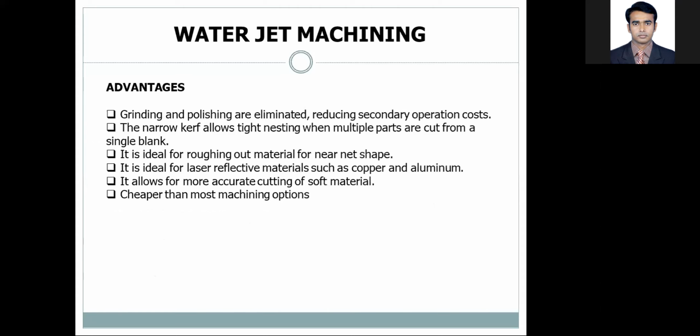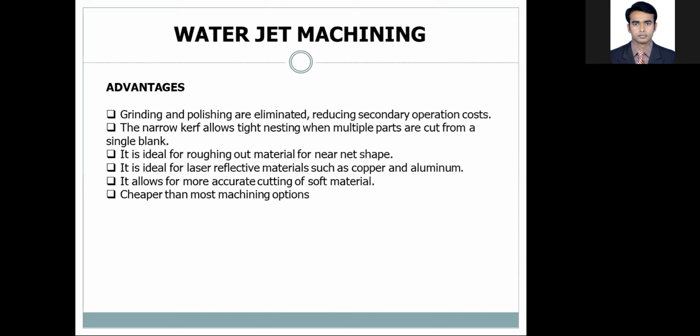And it is ideal for laser reflective materials, copper and aluminum. Can you explain this one? Sir, I'm not sure about the laser reflective materials, but I got it from a source on the internet. Sometimes the laser cannot cut. Right, the laser cannot cut copper and aluminum because the laser rays are reflected. Yes, sir. It takes a huge amount of energy to cut copper and aluminum, with a special arrangement for cutting them. So water jet would be really nice.